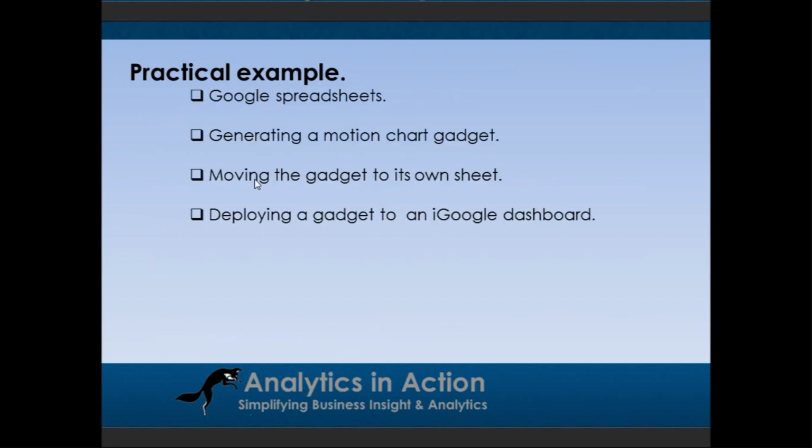Okay, so in today's practical example, I'm going to use a Google spreadsheet with some multidimensional data stored in it. I'm then going to generate a motion chart and turn that into a gadget. I'm going to move that gadget to its own sheet and then deploy that gadget to an iGoogle dashboard. I'll also show you how you could just as easily publish that to a website or another location.